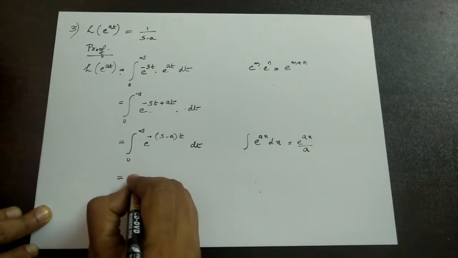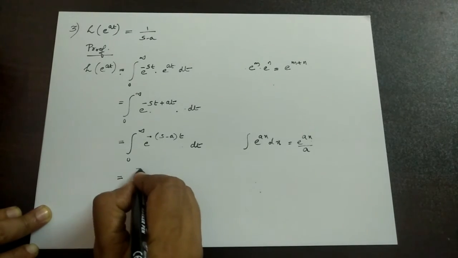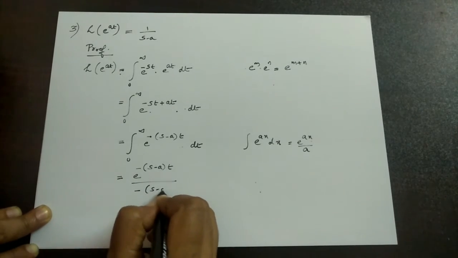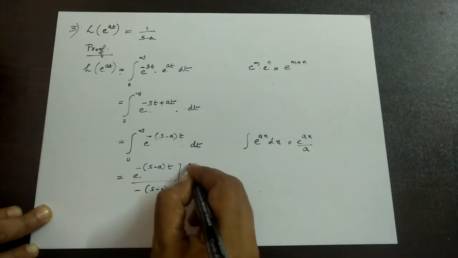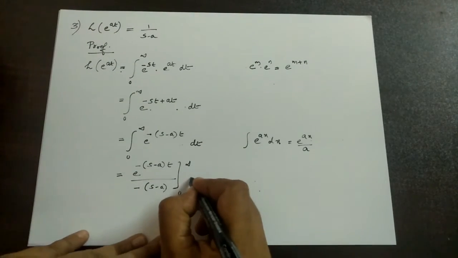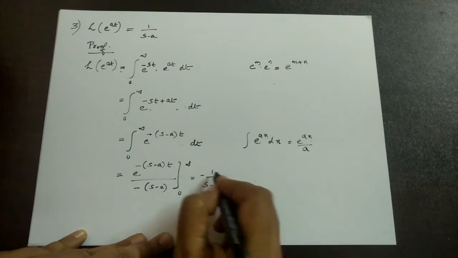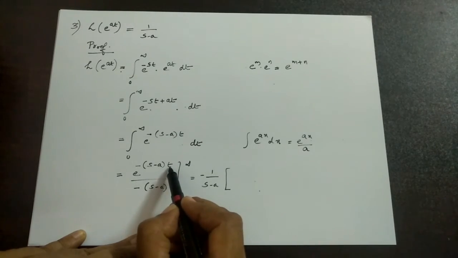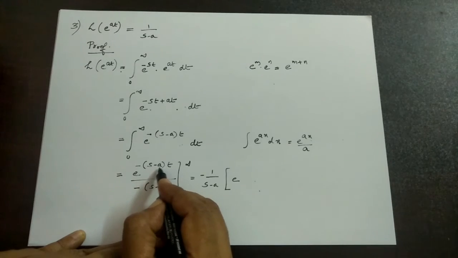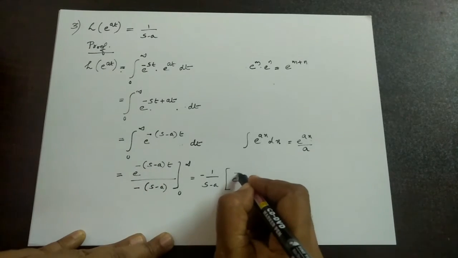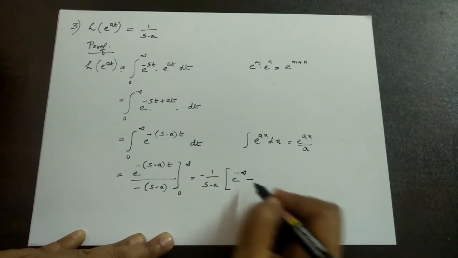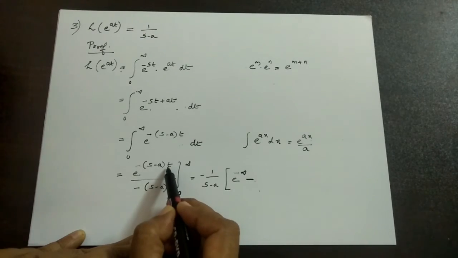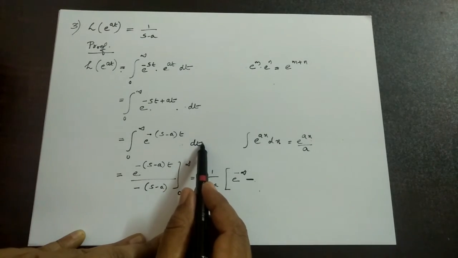We know that again integral e raised to ax dx is e raised to ax by a. Using the similar property we have, on integrating, we get this as e raised to minus s minus a t by minus of s minus a. Now applying the limits, that is from 0 to infinity. Okay, then taking minus 1 by s minus a outside, this is a constant. Now applying the upper limit, that is infinity to t, we get minus of s minus a into infinity, that is minus infinity. Then before applying lower limits, we will put minus sign, then applying the lower limit 0 to t, because we are integrating with respect to t.